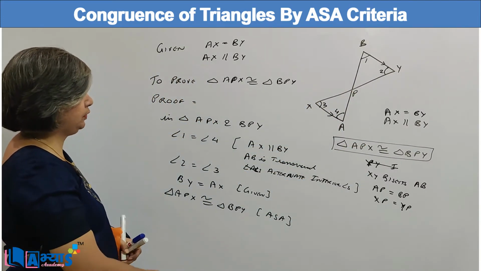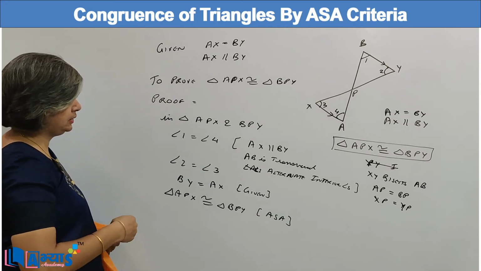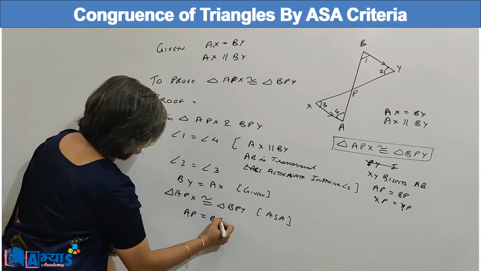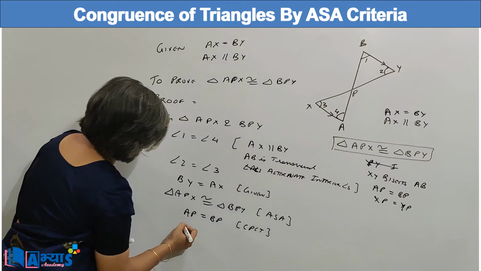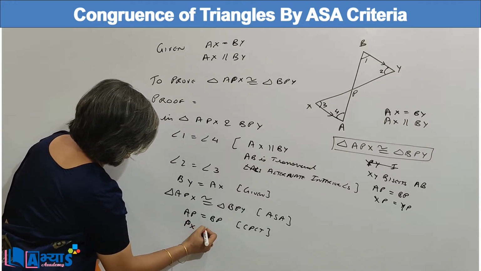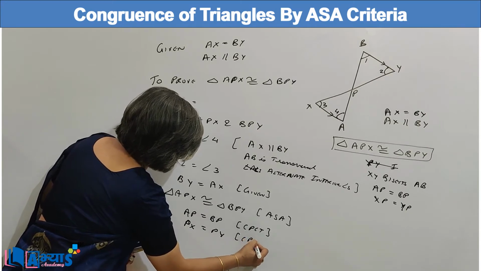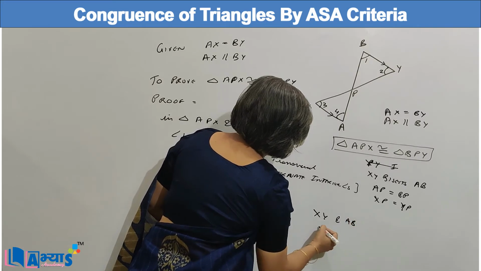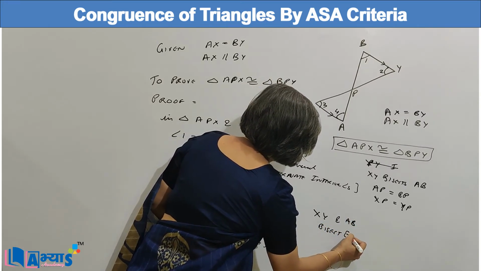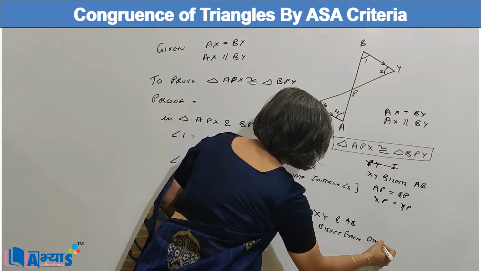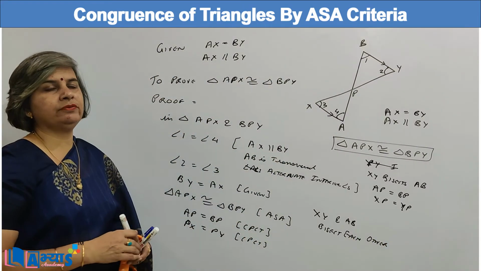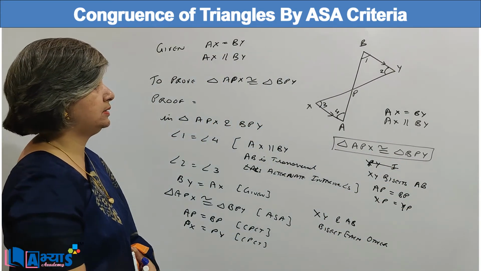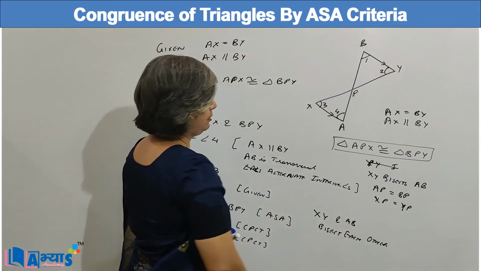So to prove that, we will use the corresponding parts of the congruent triangles. As APX is congruent to BPY, so AP is equal to BP, CPCT, and PX is equal to PY, again CPCT. So we can say that XY and AB bisect each other. So both the parts of the question have been proved. The first part was to prove that triangle APX is congruent to triangle BPY, and the second part was to prove that XY and AB bisect each other.